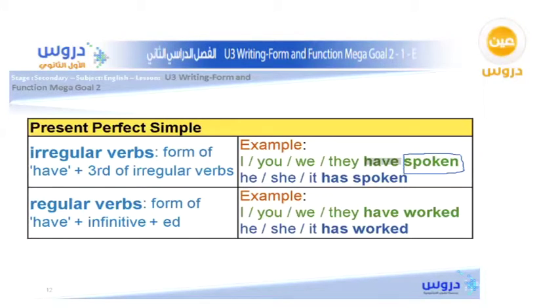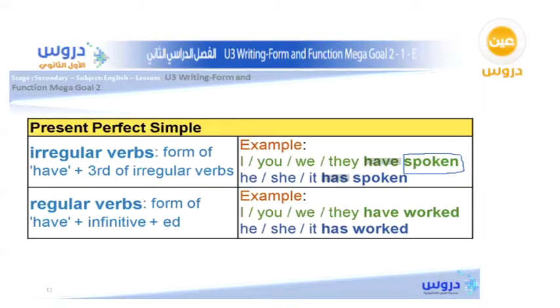Okay, so again, the formation of the present perfect sentence is that we use the form of have, and it depends absolutely on the subject pronouns. If we have those subject pronouns, I, you, we, they, we use have. If we have the other three subject pronouns, we use has. And then of course the third form of the verb.